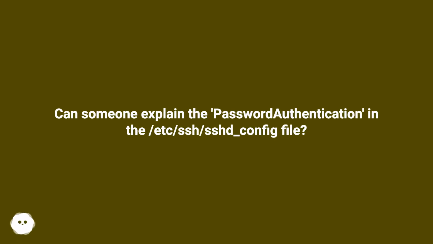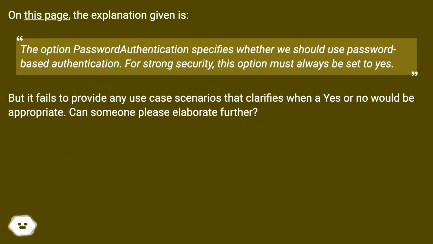Can someone explain that password authentication in the /etc/ssh/sshd_config file? On this page, the explanation given is: the option password authentication specifies whether we should use password-based authentication. For strong security, this option must always be set to yes. But it fails to provide any use case scenarios that clarifies when a yes or no would be appropriate. Can someone please elaborate further?